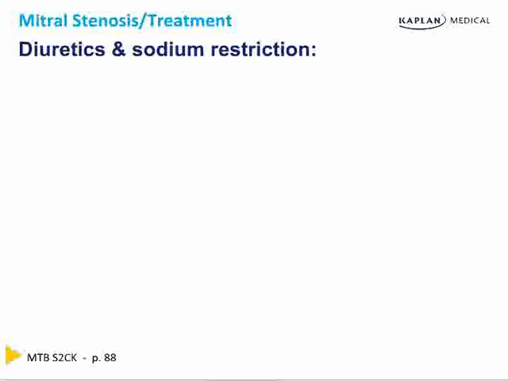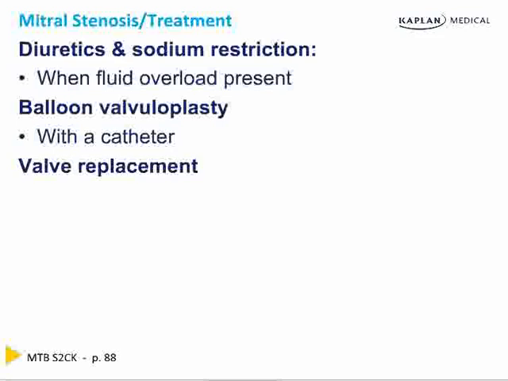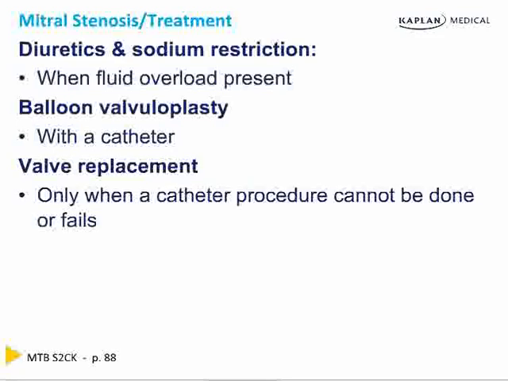The best initial therapy for valve diseases is diuretics and sodium restriction. And since we only care about people who are symptomatic, we're only looking at the people who have symptoms of fluid overload. Balloon valvuloplasty. If it's tight, let's get a balloon in it with a catheter. Remember, you can balloon with a catheter the mitrals, but you replace the aortics, and valve replacement for mitrals is the answer when a catheter procedure either can't be done or when it fails.